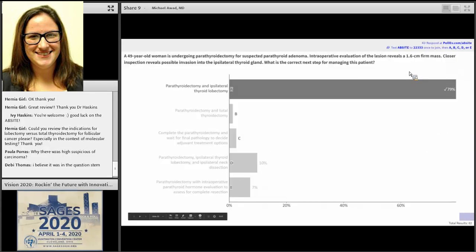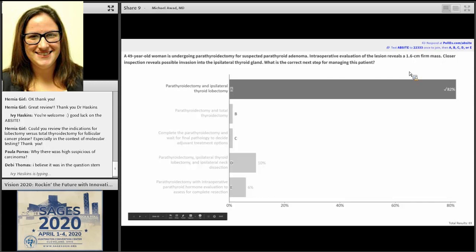Great. So en bloc resection of the tumor is the treatment for parathyroid carcinoma. There's no great adjuvant treatment, so you need to take the thyroid lobe that's being invaded. A total thyroidectomy and a neck dissection would be overkill for the patient that they're describing.